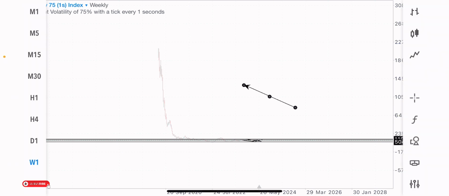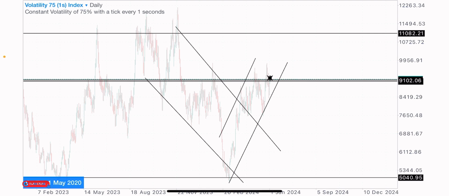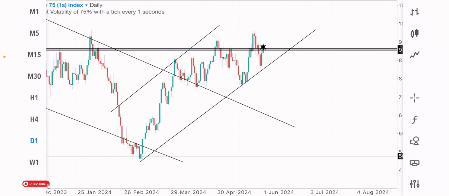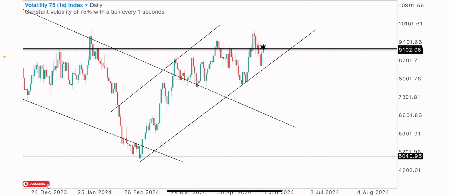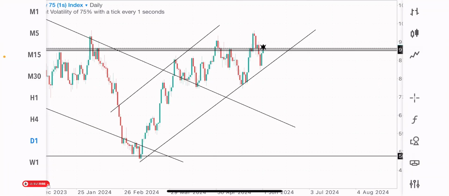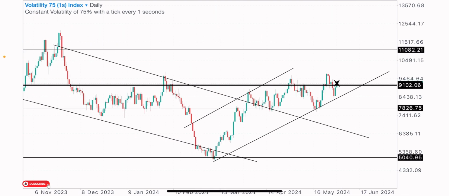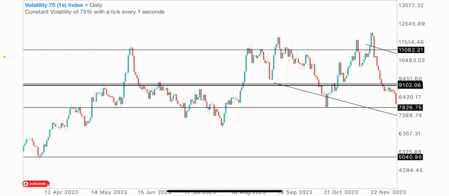So this index is expected to produce bullish moves in the nearest future, in the coming months. Before the end of this year, possibly, we could see a potential bullish reversal on VIX-751S index. So I identified this market trend on the daily time frame, and I also identified this level here, which is a strong level. You can see market reaction.